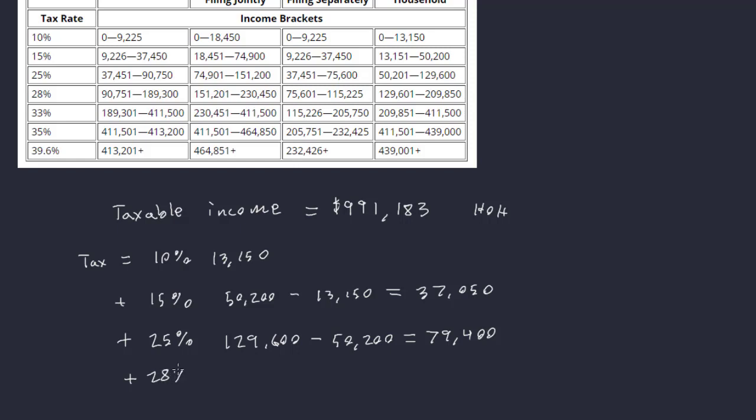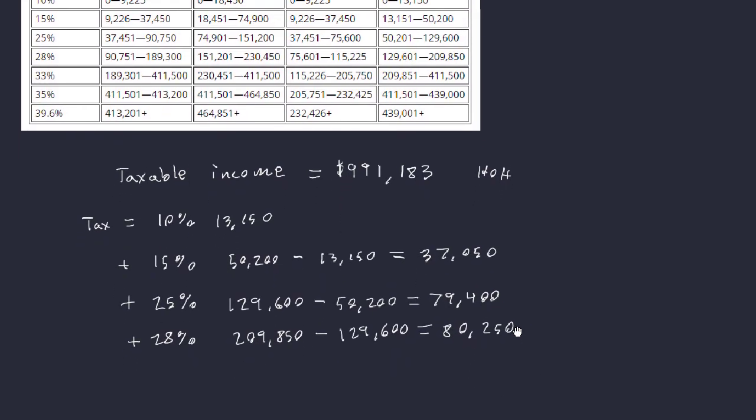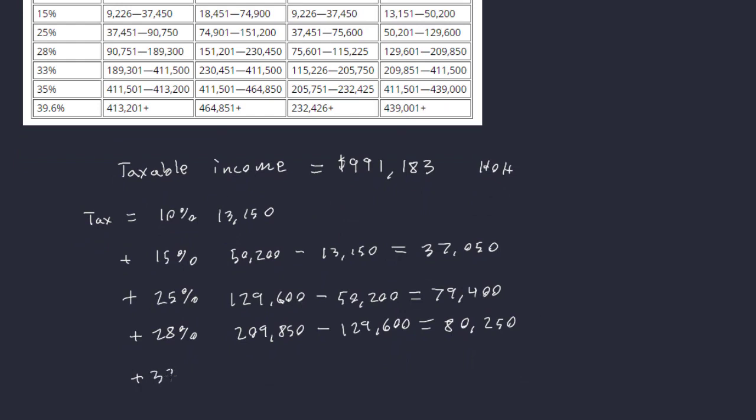79,400, then plus 28% of the next tier, that stops at 209,850, so it'll be 209,850 minus the last stopping point, which was this 129,600, which will be 80,250, and 33% of our next tier.